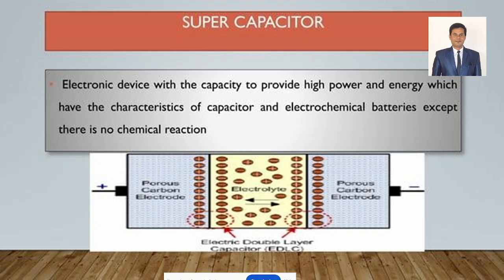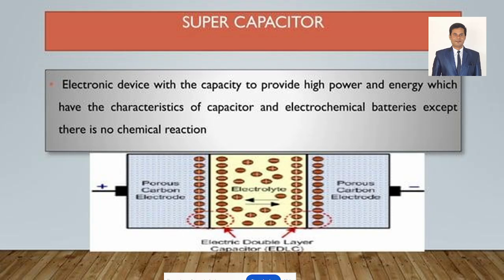Where these characteristics of the capacitors and electrochemical batteries, except there are no chemical reactions, right? It is not converting your electrical energy into chemical energy and back to electrical energy like your batteries. It is also the simple way. The working principle is also very simple. It provides the recombination of the charges to create the moment of inertia of the charges, where it is going to create more energy and more power, right?